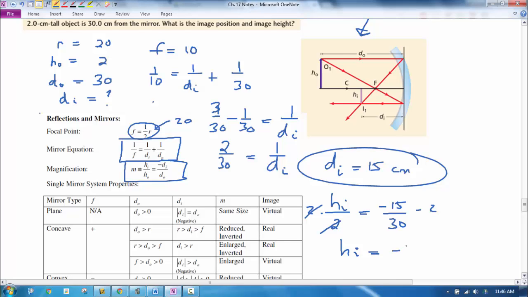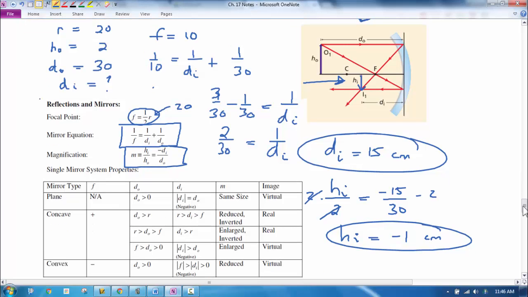and we get the height of the image equals -1 centimeters. Now what that negative stands for is the fact that it's inverted. So you can tell this thing's been flipped over and it's an inverted image. And we know that too because we're in this column right here where we've placed the distance of the object greater than the radius of curvature, in which case we're going to get a reduced inverted real image. So we can always check with our formula sheet to make sure that our answers make sense.